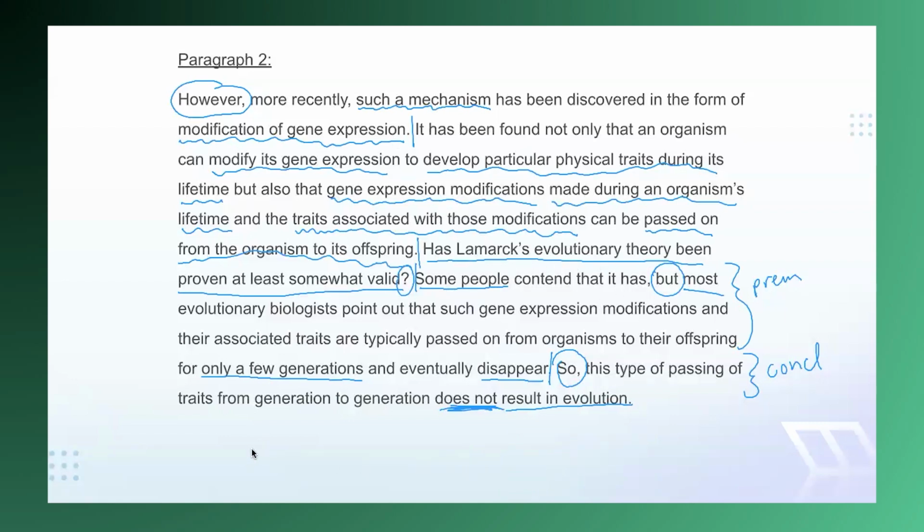So, summarizing that, gene expression modification does not support Lamarck's theory because there is no evolution. Kind of a long summary, but there was a lot going on in this paragraph.